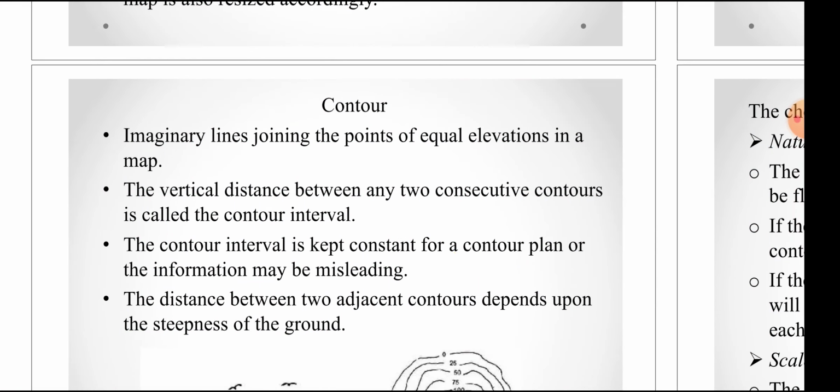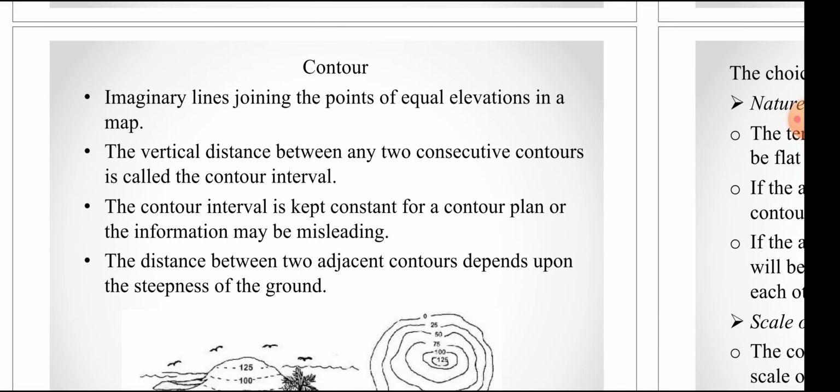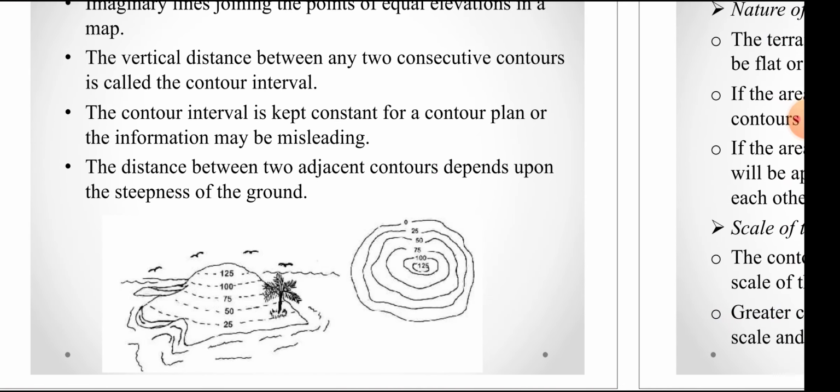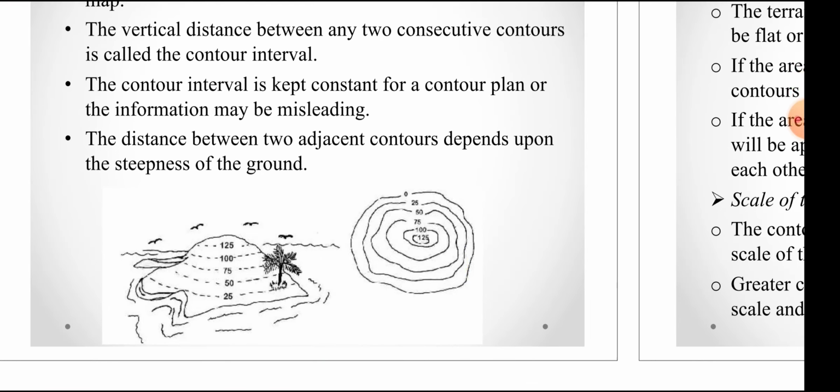Contour: imaginary lines joining the points of equal elevation in a map. The vertical distance between any two consecutive contours is called the contour interval. The contour interval is kept constant for a contour plan, or information may be misleading. The distance between two adjacent contours depends upon the steepness of the ground.